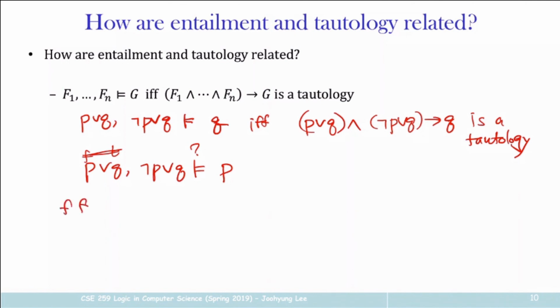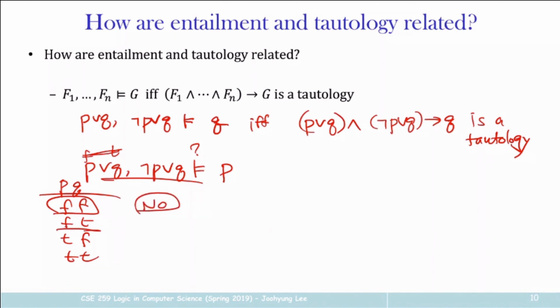So we can have false false, false true, true false, true true. Does this satisfy these 2? Does false false satisfy the 2 formulas, P or Q and not P or Q? True or false? Okay. So false or false is false, right? So this formula is false, so the whole set is not satisfied. Okay? So this does not satisfy this one. Okay? What about this?